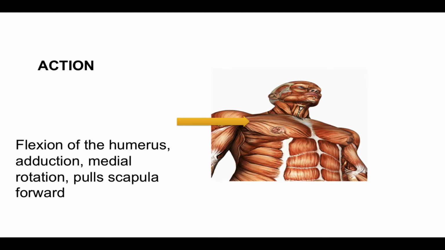But on yourself, if you'd like to visualize medial rotation, hold your arm out in front of you, then bend your elbow, and then rotate the palm of your hand toward midline. That's a good way to visualize medial rotation. So the last three actions there are achieved by the sternocostal portion of the pectoralis major.